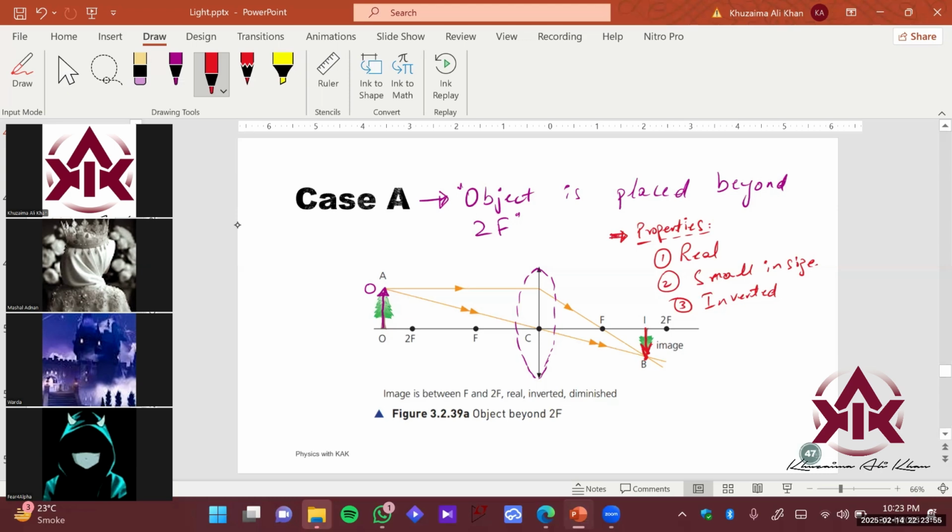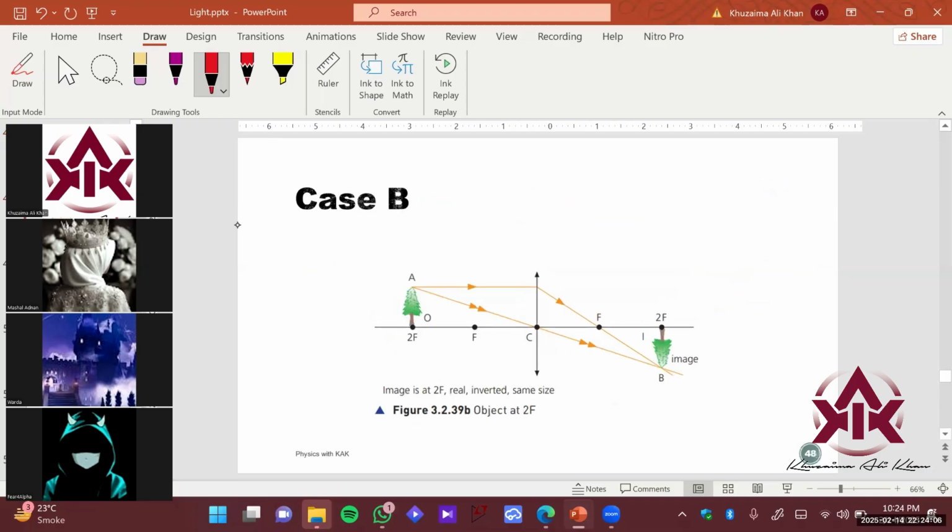So let's say they might ask you to draw this scenario in a question, and then in the next part they might ask about the properties. Okay, what are the properties of this image? So you should know this, right? Then we have case B, which is that the object is placed at exactly twice the principal focus, that is 2f, right?